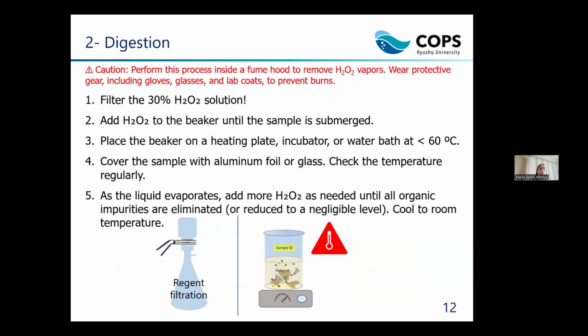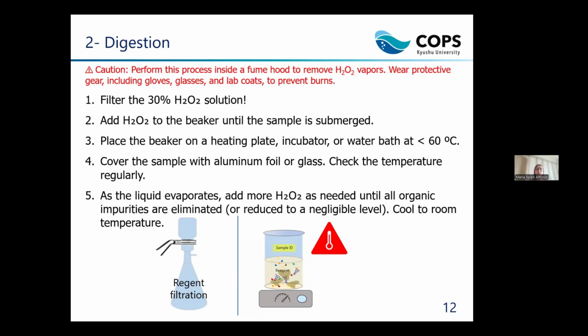After that, we will proceed with the digestion. In this case, we can use, for example, wet peroxidation. You need to filter the reagents before use to avoid any contamination. You can add the hydrogen peroxide to the beaker until the sample is submerged, and place the beaker in a heating plate or incubator or a water bath at less than 60 degrees. Then you cover the sample always with aluminum foil or a glass to avoid contamination, and always check the temperature regularly to avoid any increase in temperature and damage of the particles, okay?